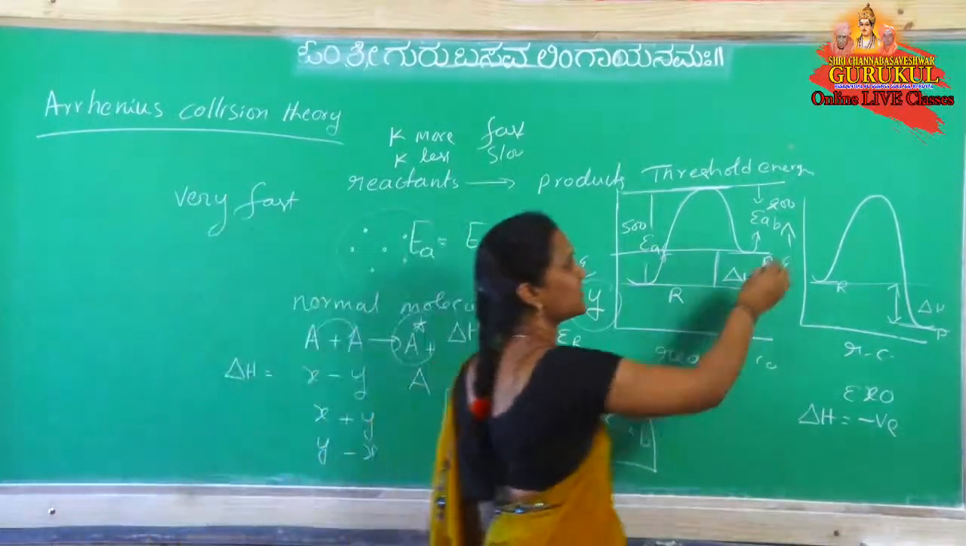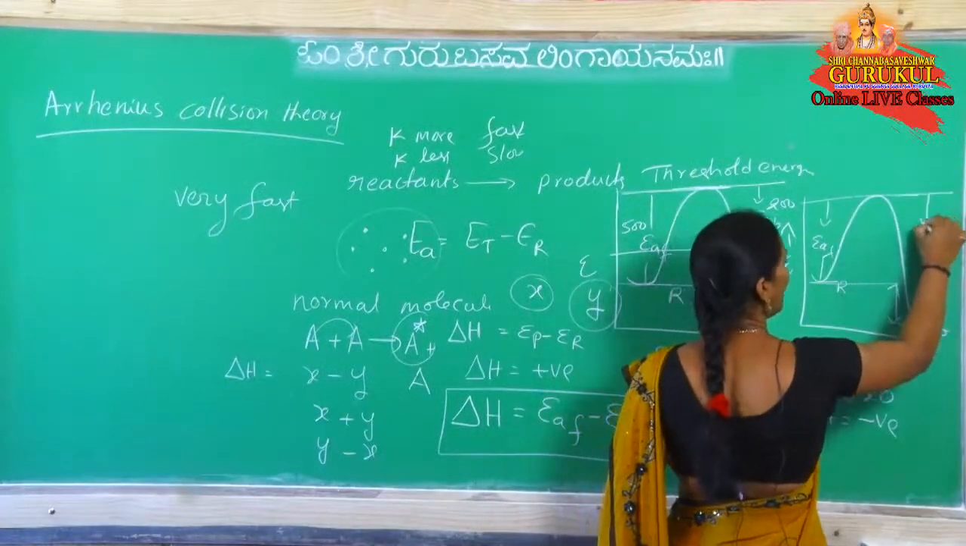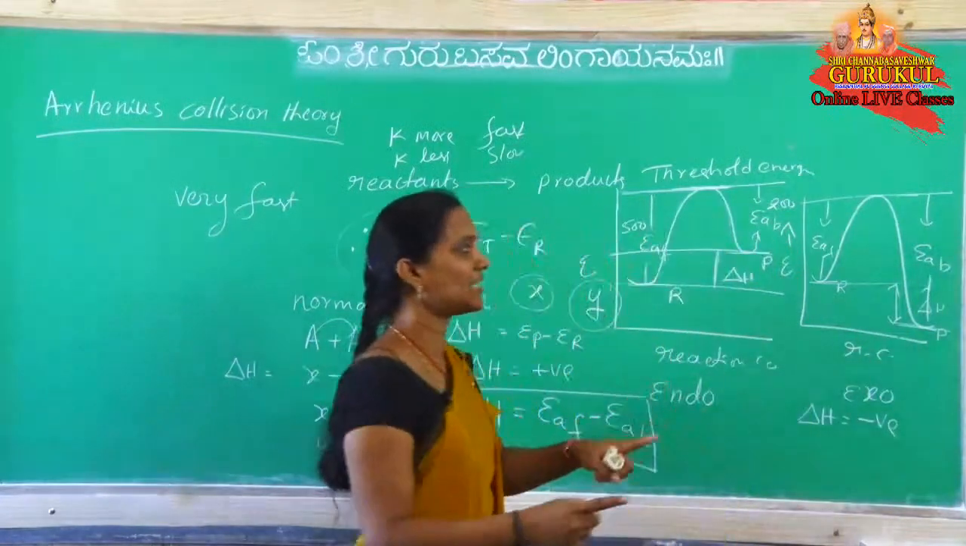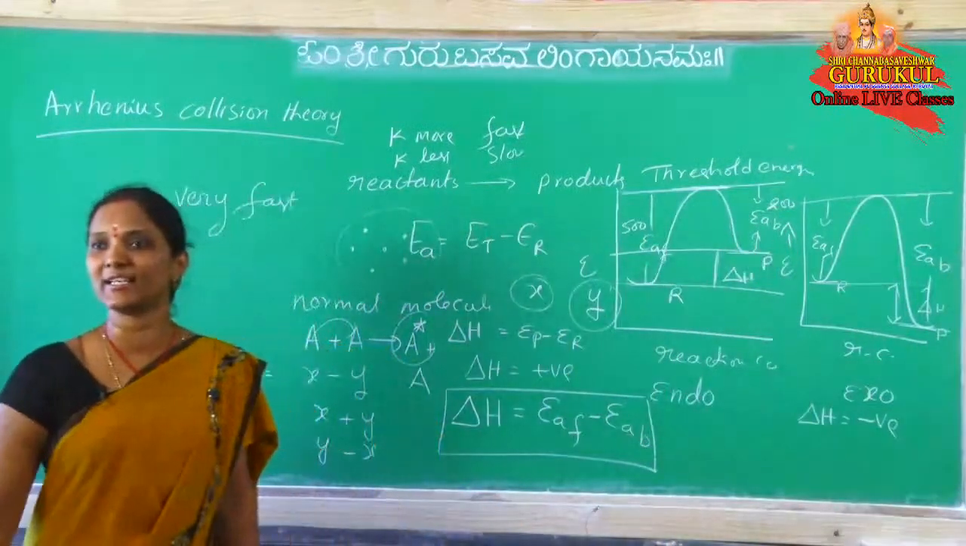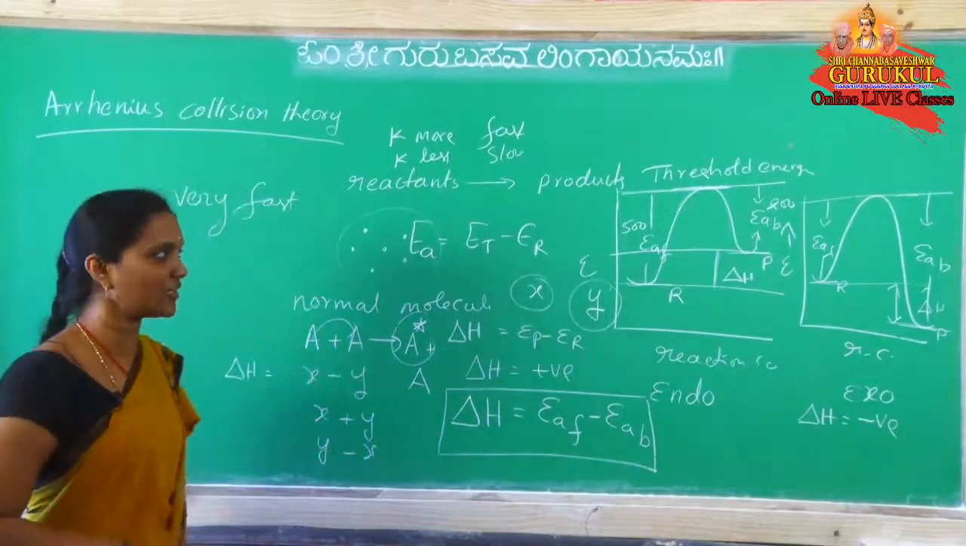Otherwise, in this graph we can see this is the activation energy of the forward reaction and this is the activation energy of the backward reaction. Forward minus backward, we are getting a negative value. Here the backward activation energy is more than the forward activation energy.